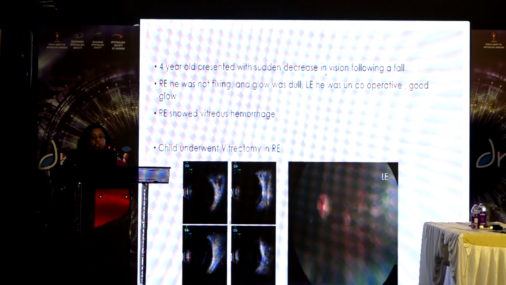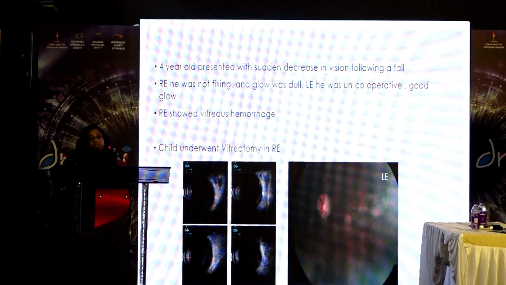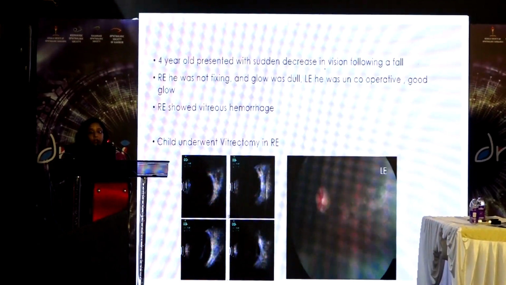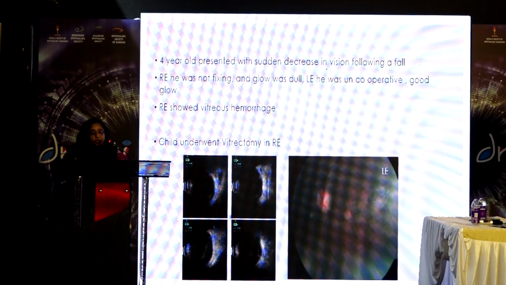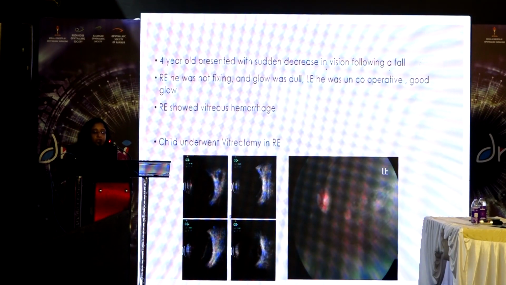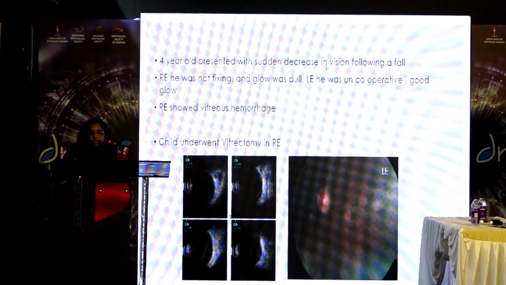So this was a 4-year-old boy who was brought with a history of sudden decrease in vision following a fall, and he was not fixing with the right eye, and on fundus examination the child was uncooperative. B-scan was done, which showed membranous echoes inferiorly, and under anesthesia we could see the left eye fundus was showing macular changes. We were not thinking much in terms of retinoschisis because of the history of trauma.